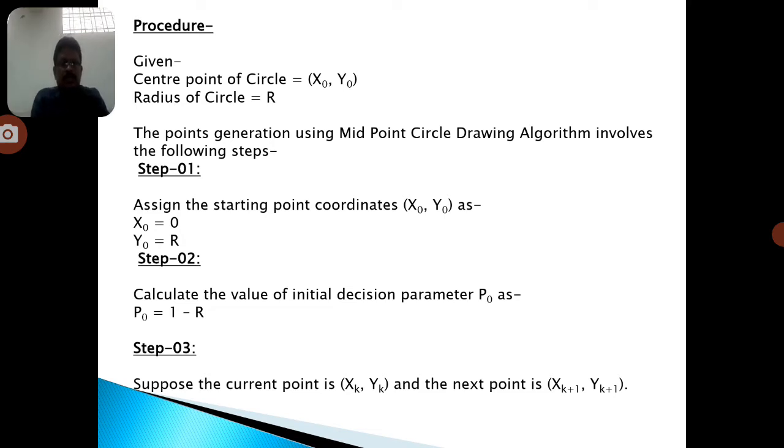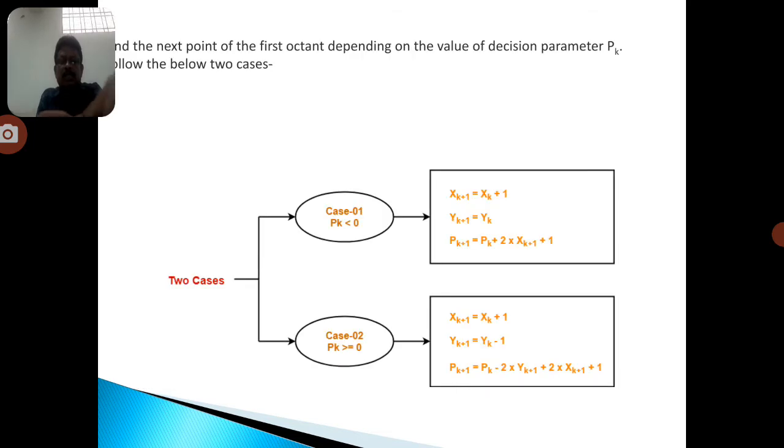Coming to step 2, we calculate the initial decision parameter like in Bresenham's algorithm. In Bresenham's circle drawing algorithm also we define the initial decision parameter, that is p0. Here also we consider the initial decision parameter p0 equals 1 minus r. We can observe here the equation is different, 1 minus r. Suppose the current point is x0, y0, and the next point is automatically xk plus 1 and yk plus 1.